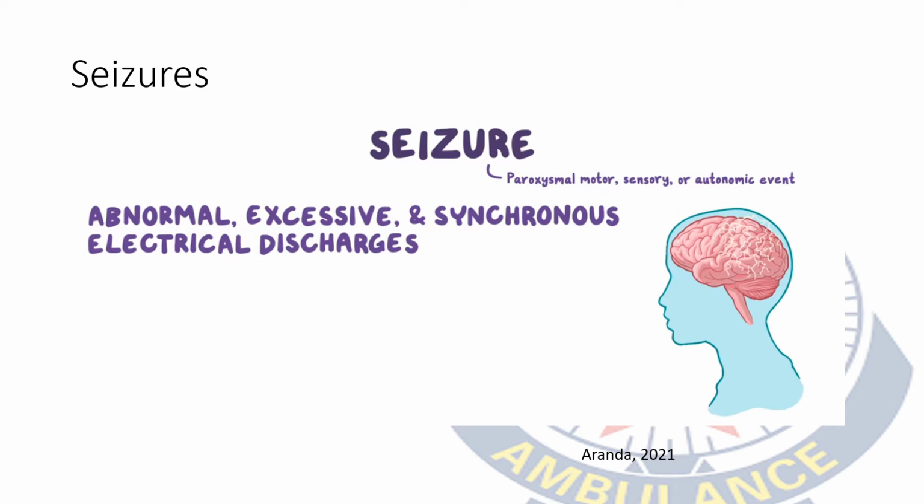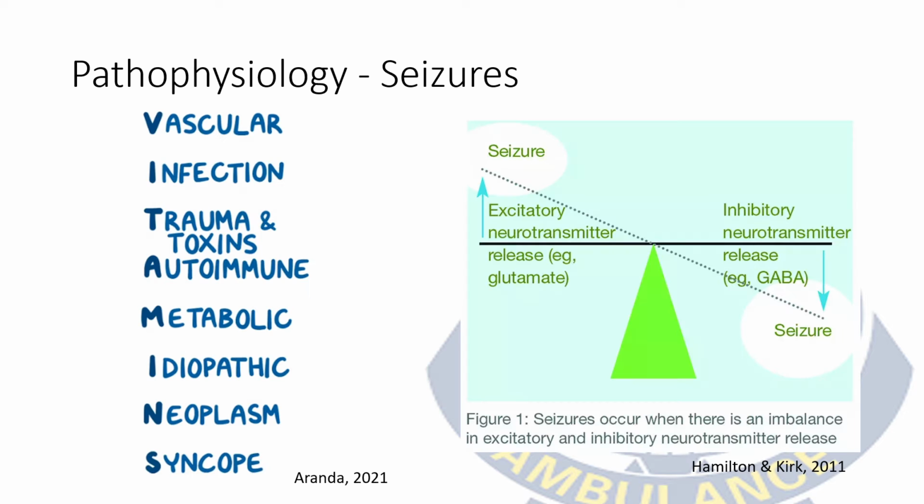This excessive electrical discharge in generalized seizures can cause excessive muscular contraction or lack of, can cause sensory changes and sudden loss of consciousness. Important to note from the start is that seizures are a symptom. Similar to how chest pain is a symptom of a heart attack, seizures can be caused by many ailments, with some written on the screen and will be discussed a little bit later.